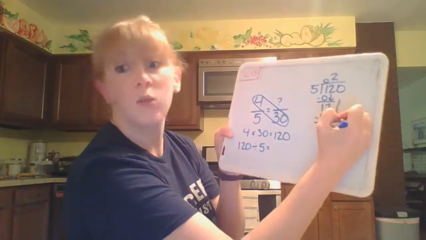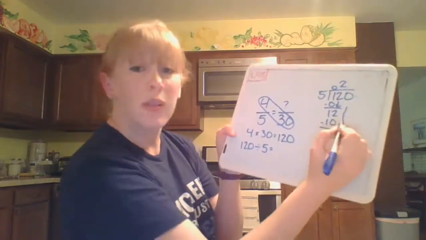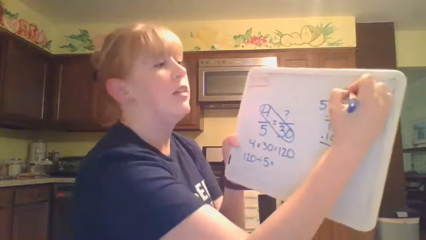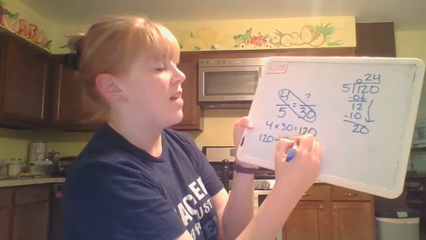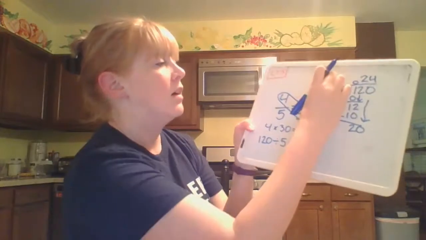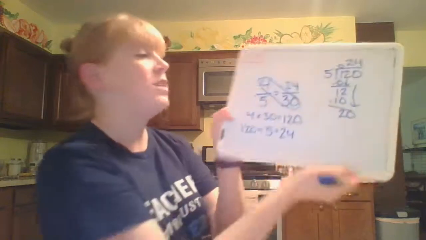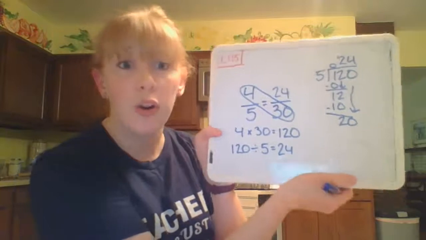I am writing this really crooked. Bring down my 0. 20 divided by 5. 20 is a multiple of 5. That will fit in an even 4 times. So 120 divided by 5 is 24. My unknown numerator is 24. 4/5 is the same as 24 over 30.